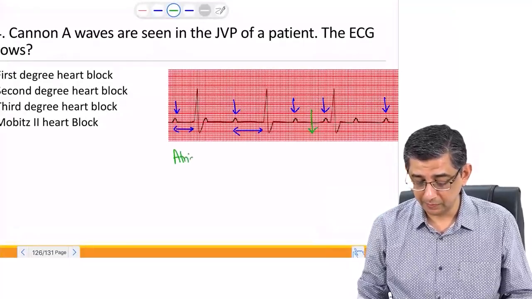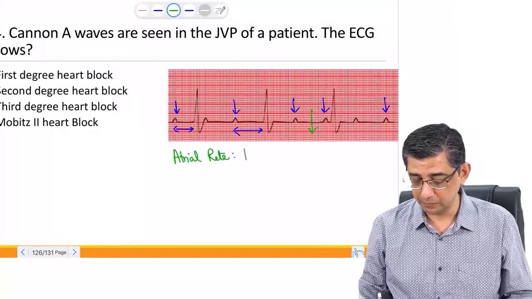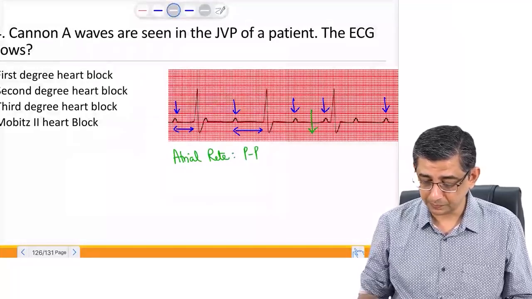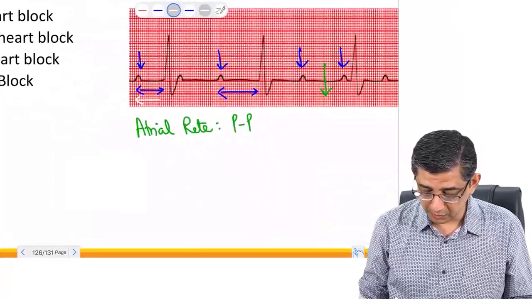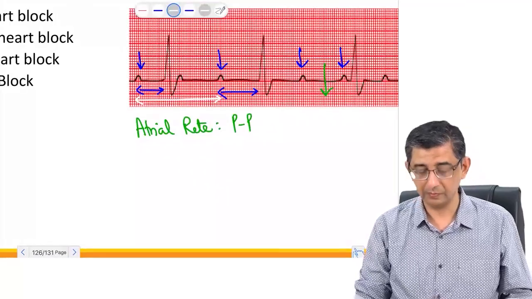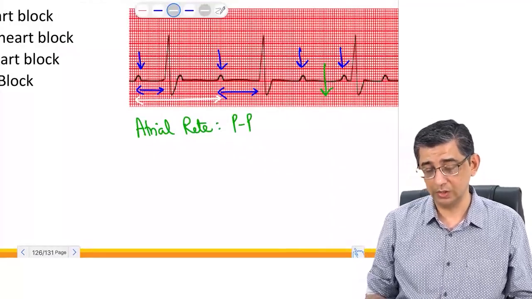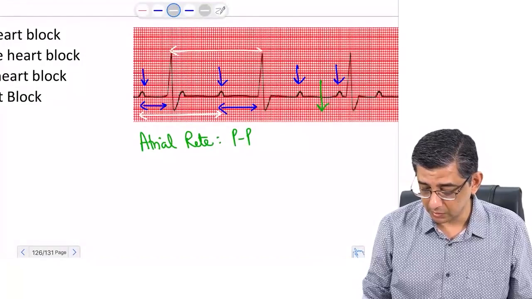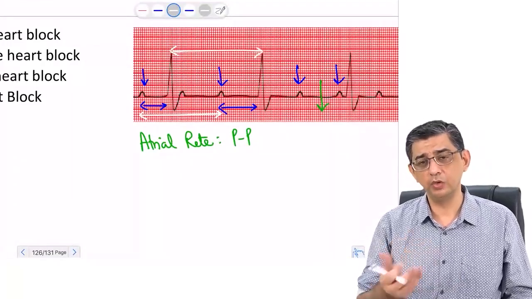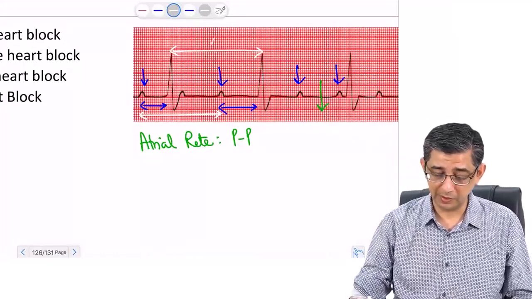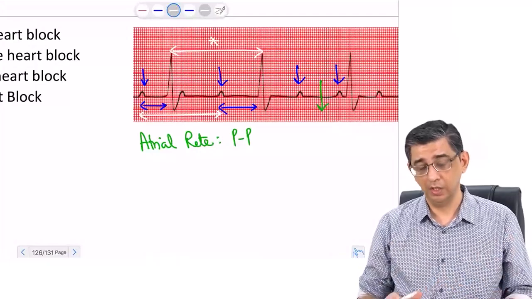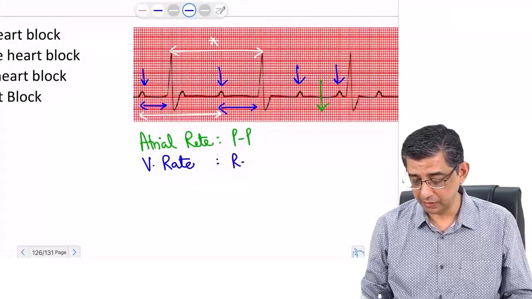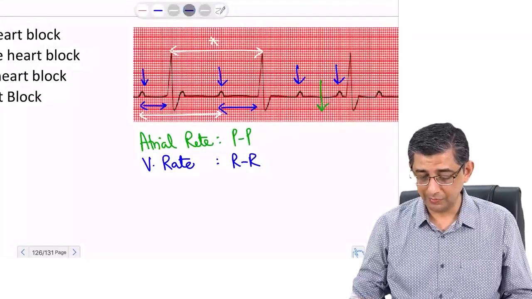Atrial rate is calculated by calculating the distance between the P and the P waves. So I'm gonna just use a different color for contrast sake. I'm gonna count the number of squares which are gonna be present between the P and the P waves. And then what I'm also going to do in the ECG of this patient is I'm going to count the number of squares between the R and the R. If you just look at it, even if you don't physically count it, you will notice the fact that this particular interval is relatively much more. Atrial rate is always calculated by counting the PP interval. Ventricular rate is counted by counting the RR interval, and that is where the problem is.